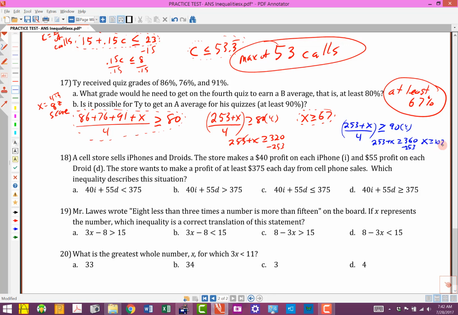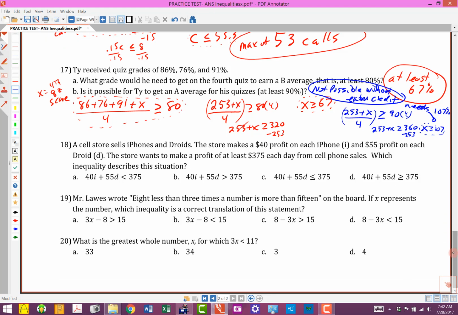Yeah, 107. So, is it possible? Not possible without extra credit. Okay, and we'd say needs 107%, and that's probably not going to happen. Okay, let's take a look at these last couple.